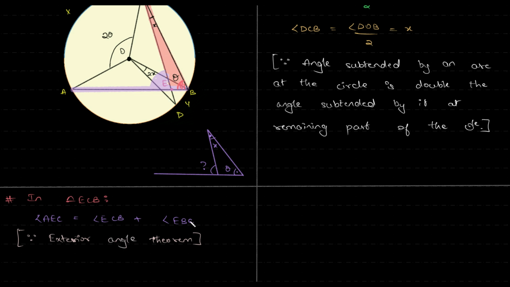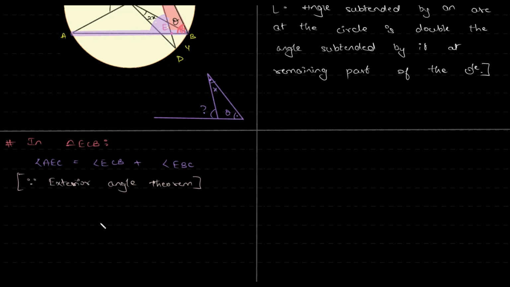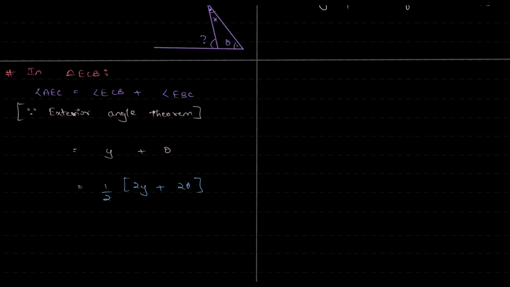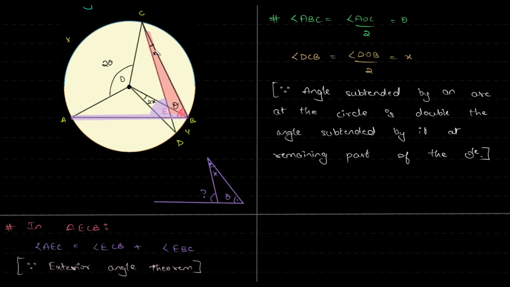Okay, next what? This is x and y. So all we have to do is, this is equal to x plus y. Not in this case, it's not y. In this case, it is theta. And finally, what do we have? This is nothing but half of 2y plus 2 theta. And this is nothing but half the angle subtended by the arc AXC at the center plus the angle subtended by the arc DYB at the center.